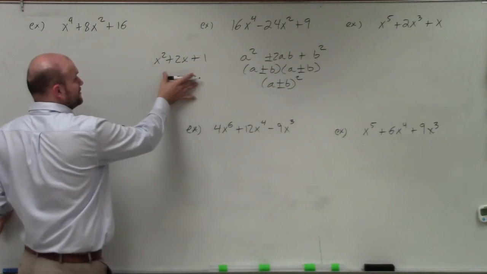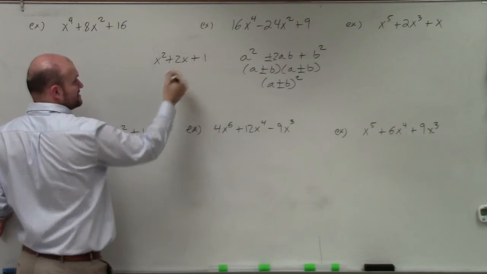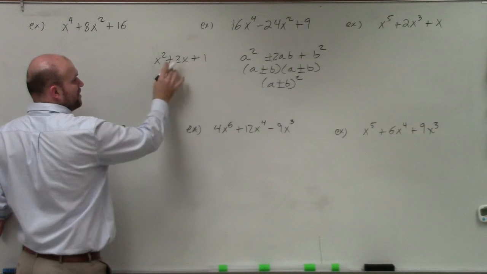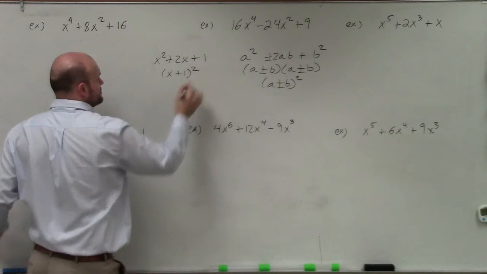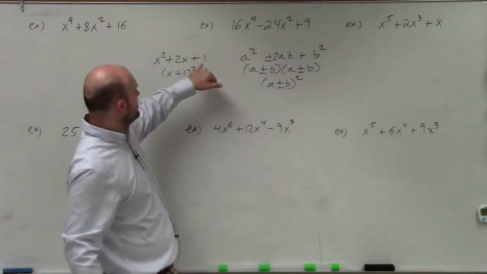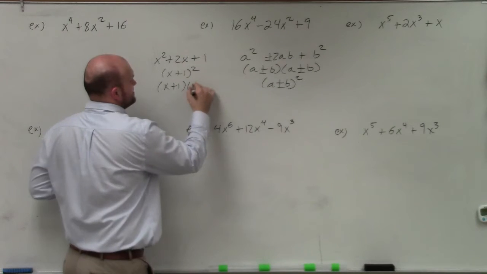So you look at this and ask: is this a squared term, x squared? Yes. Is 1 a squared number? Yes. Is 2 times x times 1 the middle term? Yes. So I could just write this as x plus 1 squared, factored. Or you could ask what two numbers multiply to give you 1 and add to give you 2? That's x plus 1 times x plus 1.